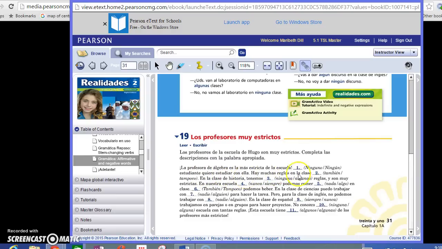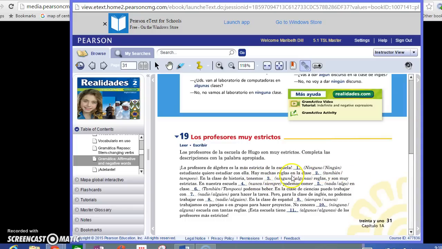So we want to say no student. There's none students or no student that wants to study with her. So what we need to consider is either using ninguno or ningún. And our adjective is considered by the noun estudiante, which is singular and masculine. So think about that when you choose which one to use.